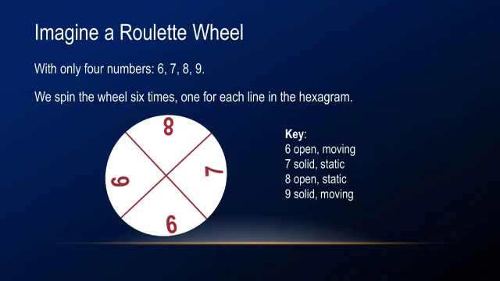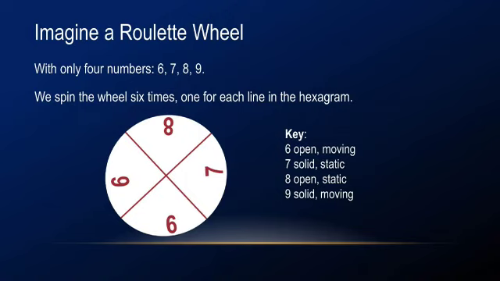Every time we get a 6, we're going to put down an open moving line, 7 is solid static, 8 is open static, 9 is solid moving. Or again, the odd numbers are solid, the even numbers are open, the extreme numbers are moving, the interior numbers are static.